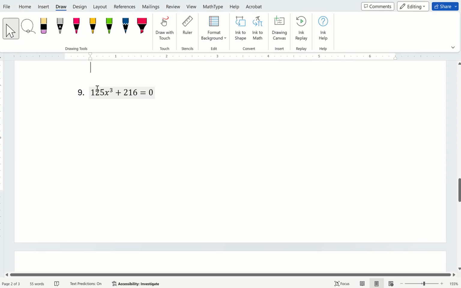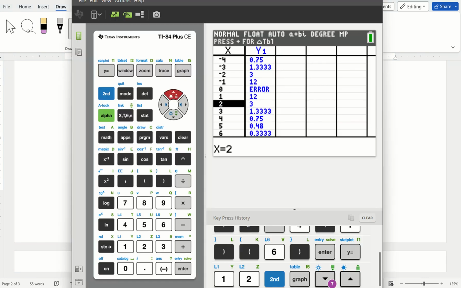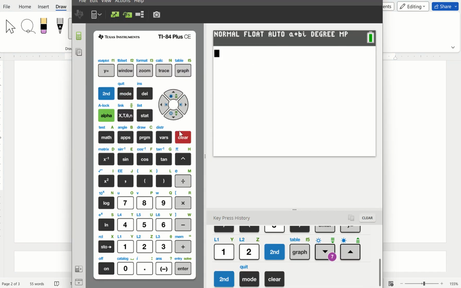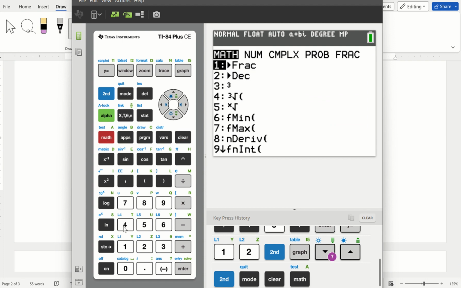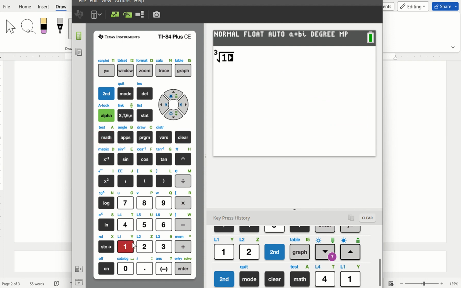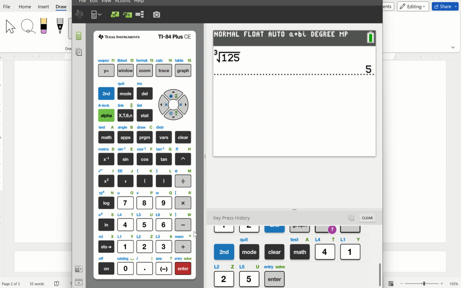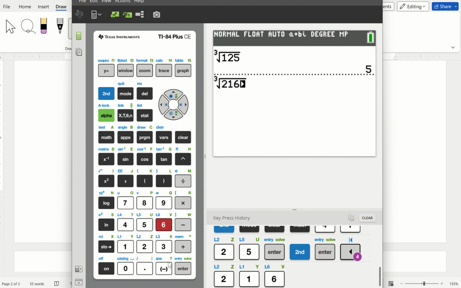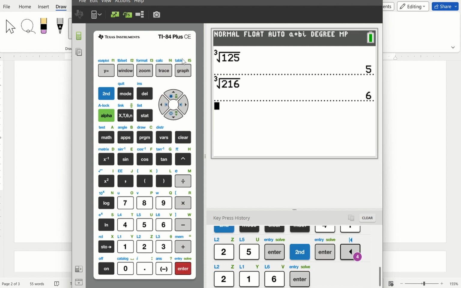We go back to our problem. We have 125x cubed. We know x cubed is a perfect cube. If you're not sure if these two are perfect cubes, you can test this. If you take the cube root of these terms, you should get a whole number. You can do that on your calculator by going to Math 4 and then putting in 125. So the cube root of 125 is 5. We can do the same thing with 216. We get 6. So those are both perfect cubes. So here we have a sum of perfect cubes.